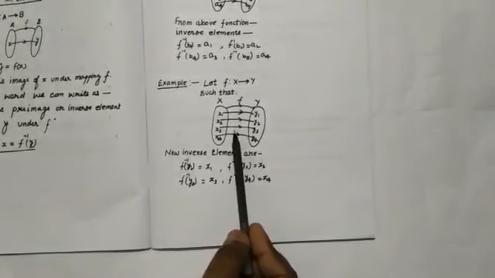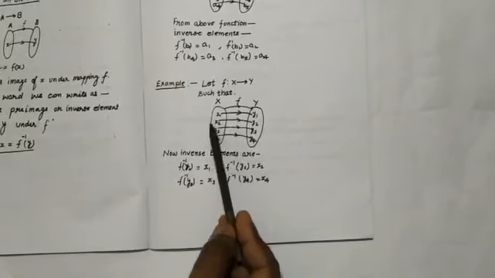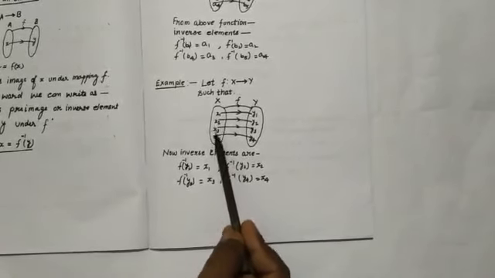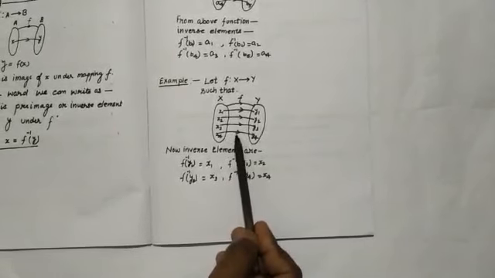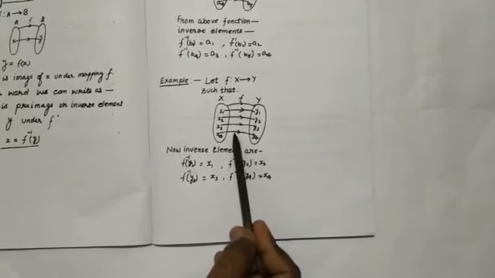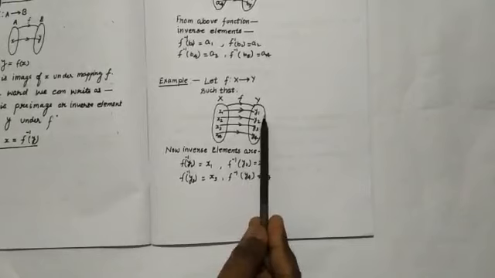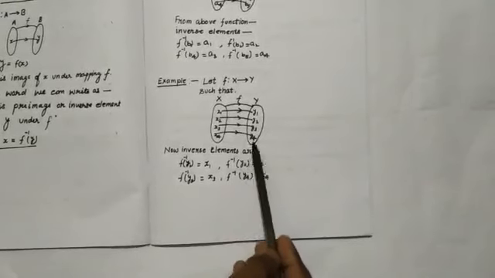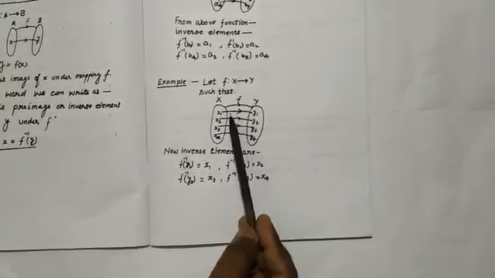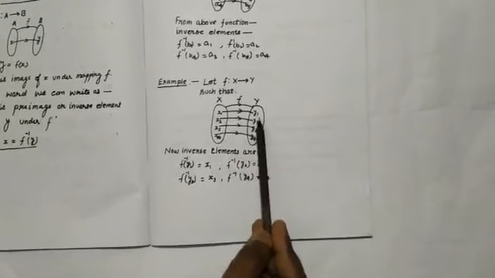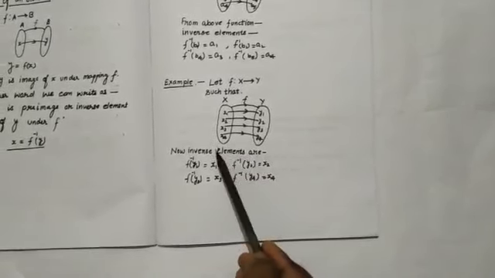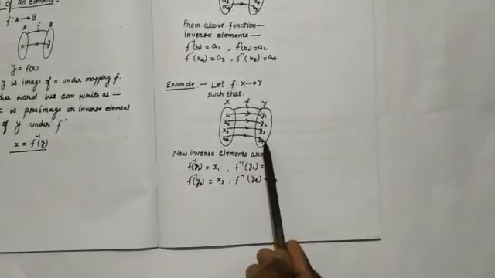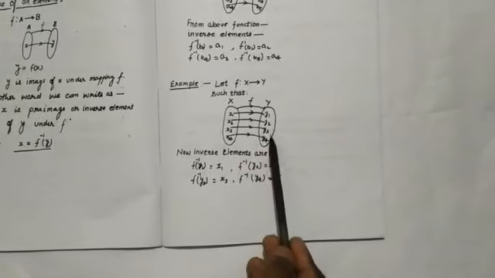One-one onto. Check for one-one. Every different element has a different image in Y, so it is one-one. For onto, check that every element of the codomain set is associated to an element of the domain set, so it is onto also. This is a one-one and onto function. If a function is one-one and onto, then it is called a bijective function.